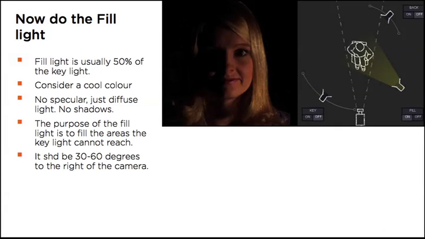So with your fill light, you're probably going to turn off shadows. You don't necessarily want to be casting new shadows, but you do want to be picking out or helping to light up the existing shadows. And the purpose of the fill light is really to reach the areas that the key light cannot reach. And typically your fill light is 30 to 60 degrees to the right of the camera. So there's your key light over there, and there's your fill light over here.